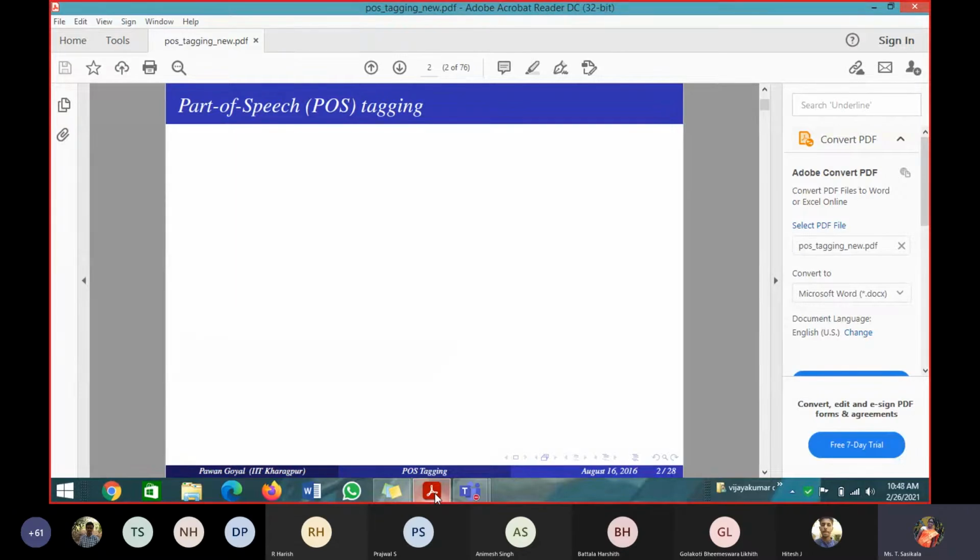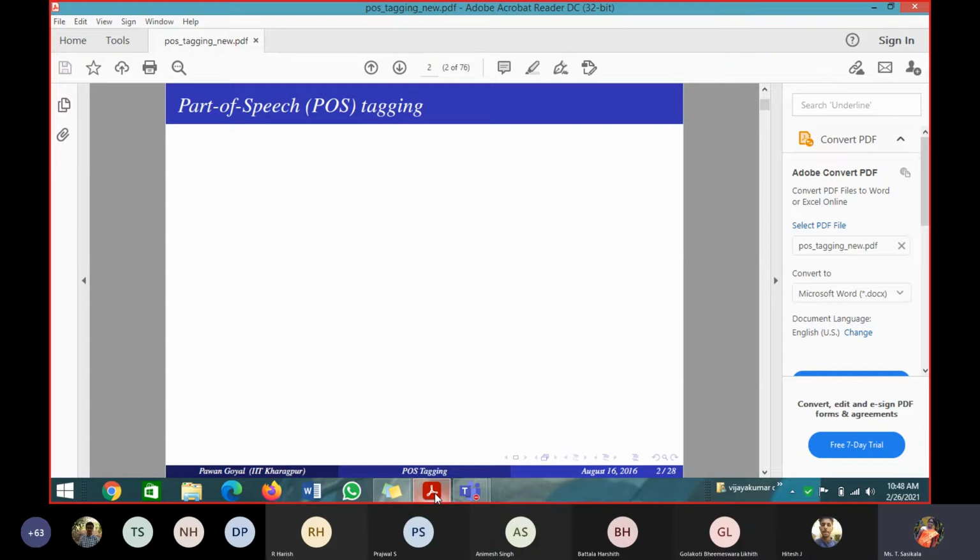So the main thing is, given a sentence, for each word we are going to find the actual POS tag. Given a sentence in English, we have to identify a unique POS category for each word. We should not have more than one POS category for each word in a given sentence, based on the context.